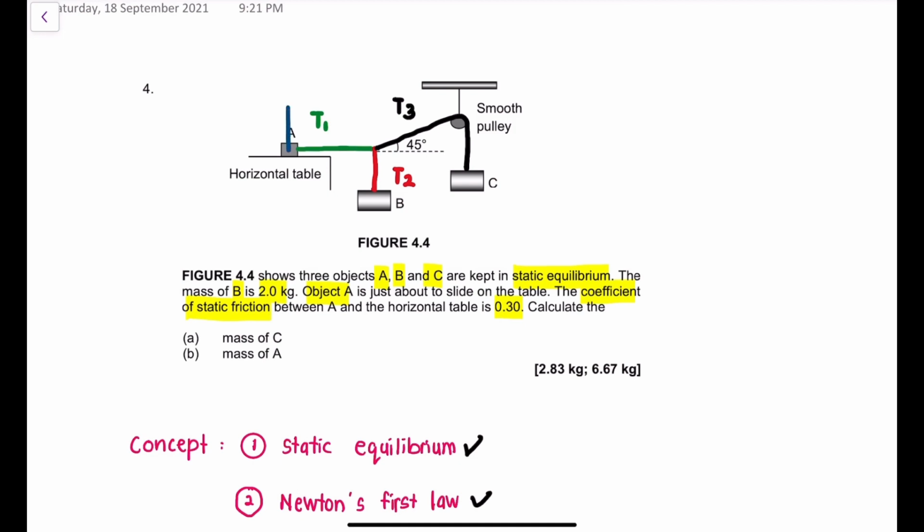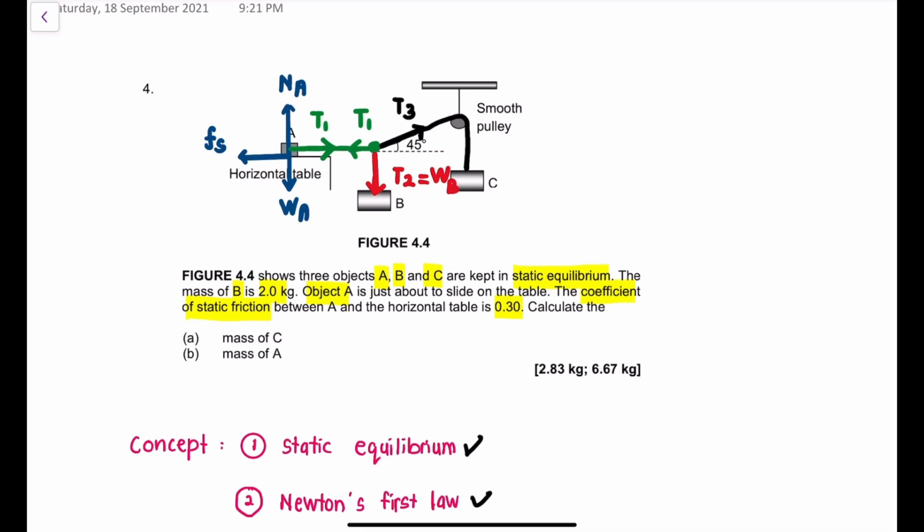So for the object A, we have normal on A, WA, static frictional force, Fs, and then this is the tension acting on A. Then for this point, this is the force T1, and then this is the direction of the tension T3, and then this is the direction of T2. We know that T2 equal to the weight object B.